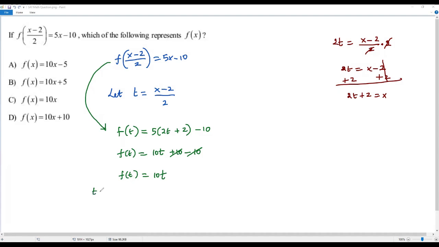Now, what we can do is replace this variable t by x to get f of x. Okay, when I replace this t by x, I'm getting f of x on the left side. On the right side also, I have to replace this t by x, then I'm getting 10x. Okay, here I got the function f of x, that is f of x equals 10x. I got this exactly in answer choice C. The correct answer choice for this question is C.